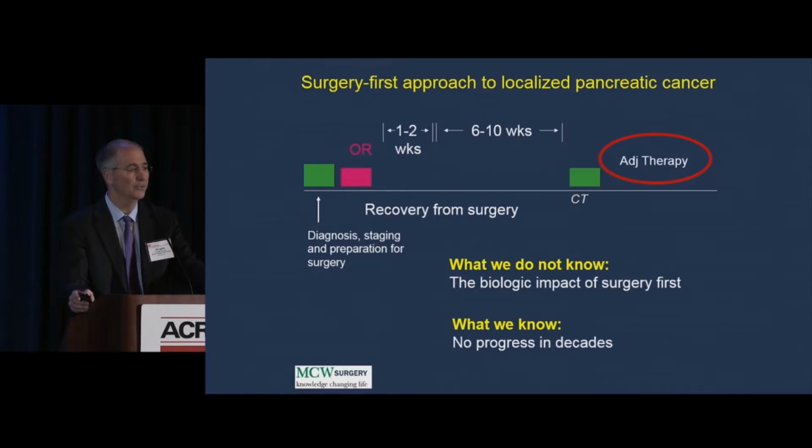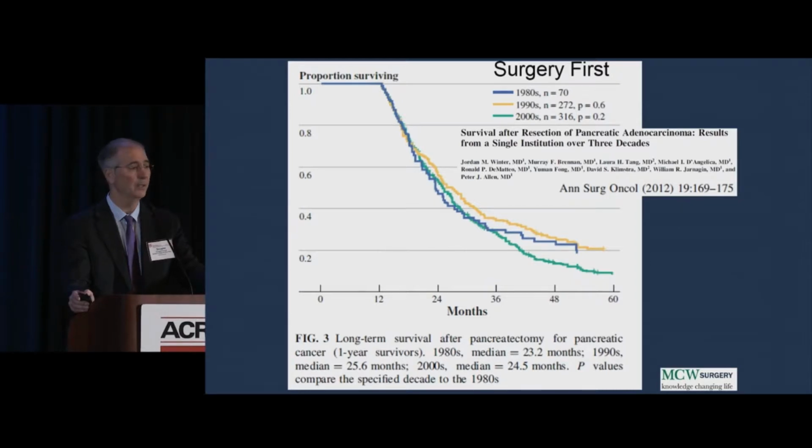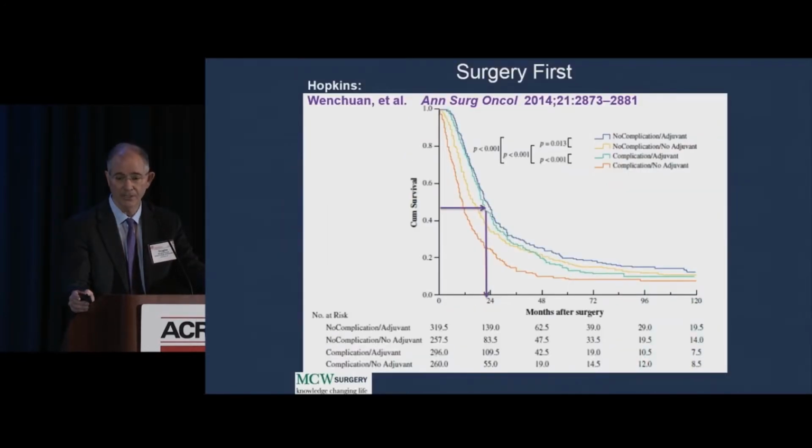And what we do know is that there has been no progress in decades operating straight away on pancreas cancer. As an example, a trial from Memorial in New York, and you can see here, they reported their experience over decades with the Whipple procedure, and the teal line is actually their most recent decade. No progress in decades with surgery first at an institution where they do the operation exceedingly well.